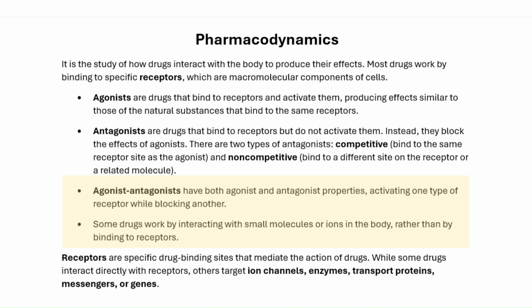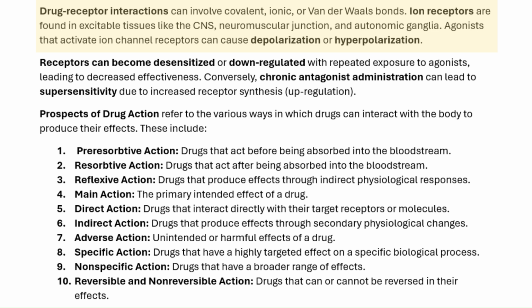Agonist-antagonists have both agonist and antagonist properties, activating one type of receptor while blocking another. Some drugs work by interacting with small molecules or ions in the body, rather than by binding to receptors. Receptors are specific drug binding sites that mediate the action of drugs. While some drugs interact directly with receptors, others target ion channels, enzymes, transport proteins, messengers, or genes. Drug-receptor interactions can involve covalent, ionic, or van der Waals bonds.